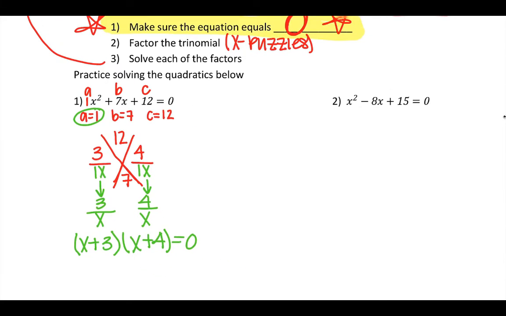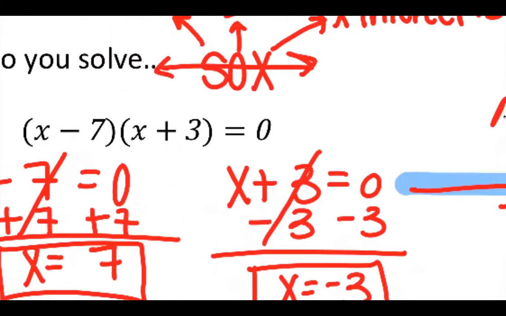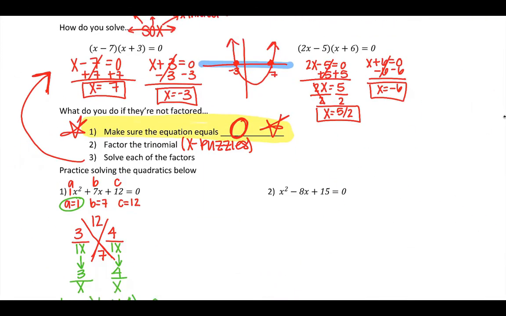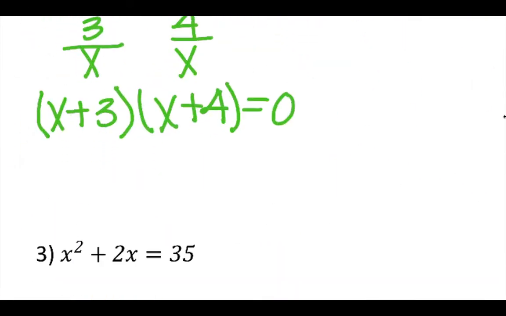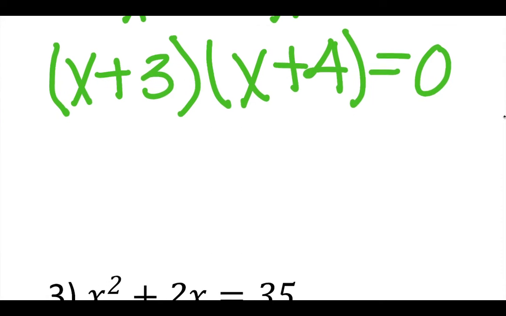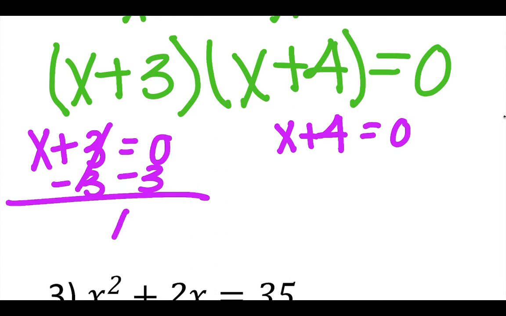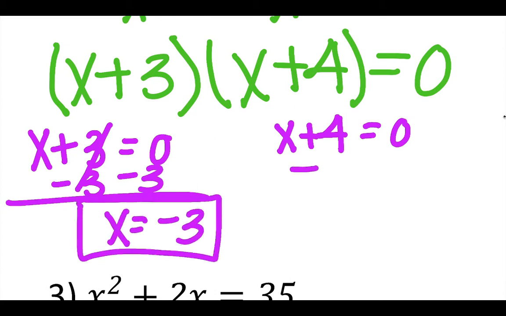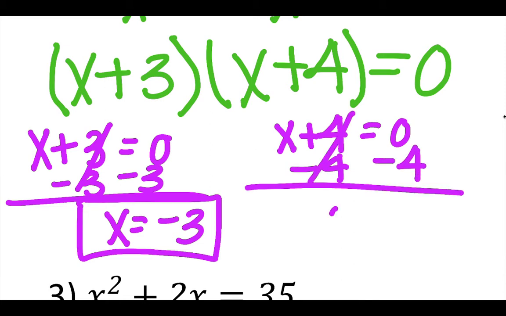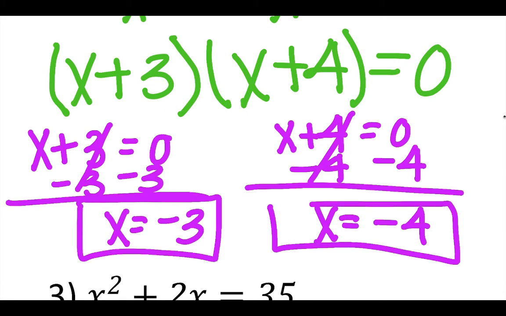Now we're on to step 3, which now looks exactly like these problems right here that we just did and we knew how to do. I set these equal to 0. So x plus 3 equals 0 and x plus 4 equals 0. If I subtract 3, I'm left with x equals negative 3. That's 1. And then minus 4, x equals negative 4. So there's our two solutions.